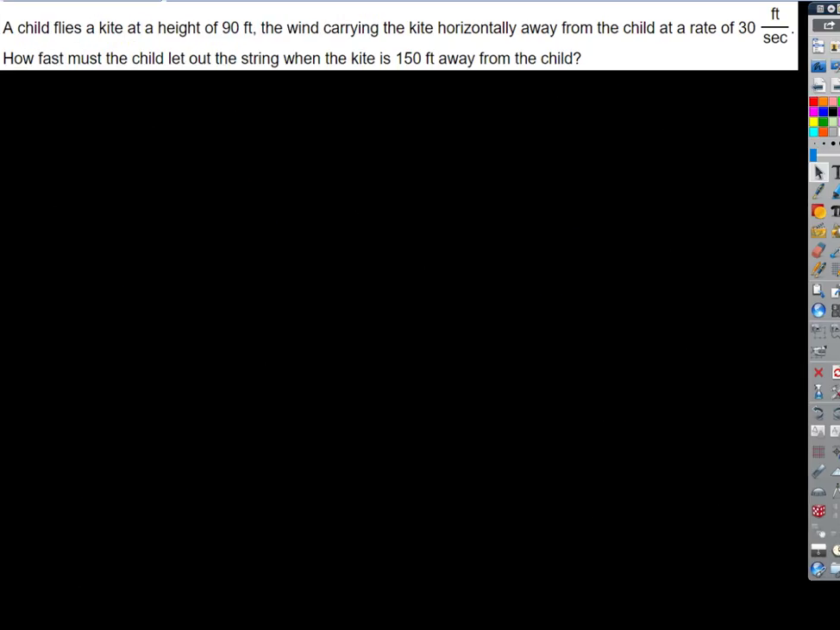Okay, so what about this one then? We want a picture. A child flies a kite at a height of 90 feet, the wind carrying the kite horizontally away from the child at this rate. How fast must the child let out the string when the kite is 150 feet away? So this is just a triangle problem, isn't it? Yeah. Okay, so we've got something like this.